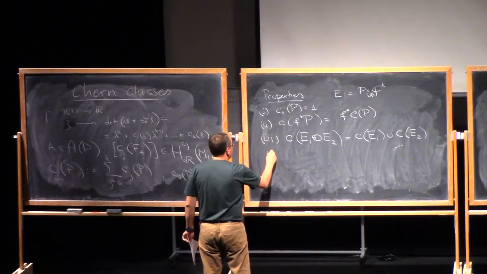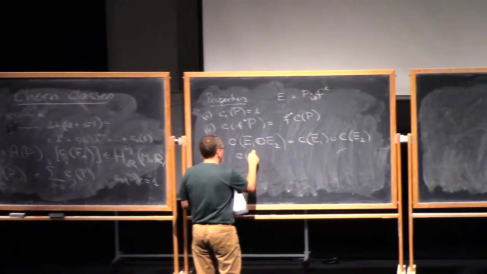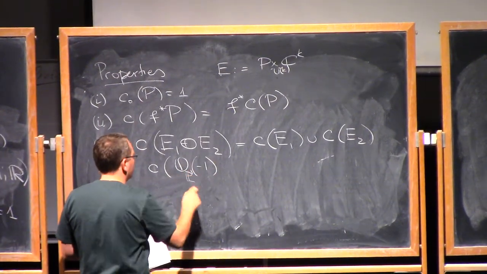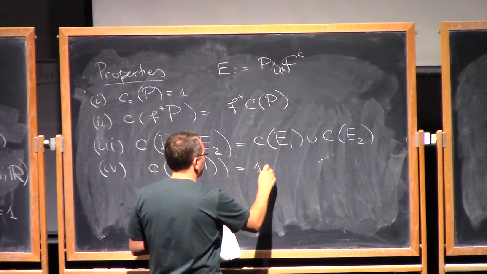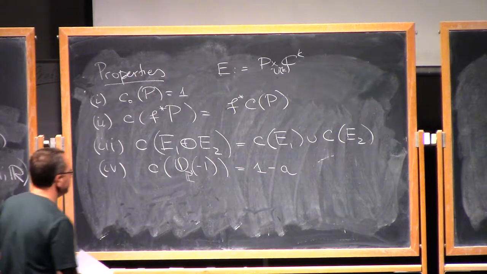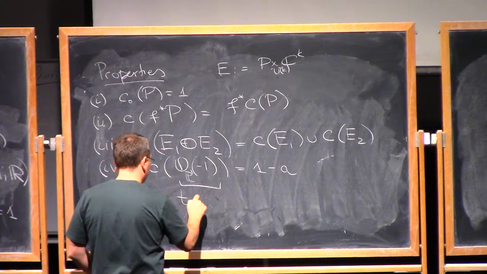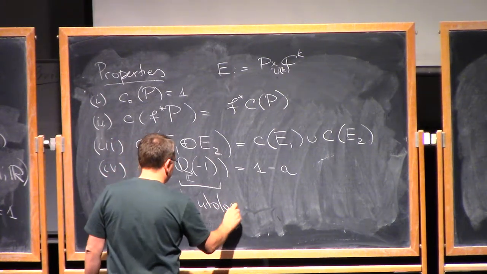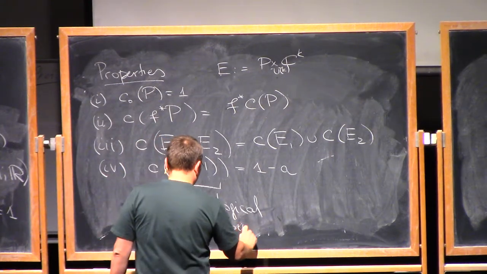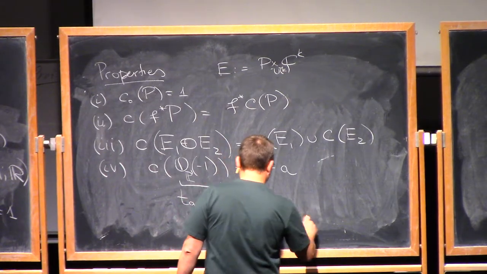And the last property is that the total Chern class of the tautological line bundle of P1 is 1 minus a. Let me define what is going on here. As I said, this is just the tautological line bundle of P1.